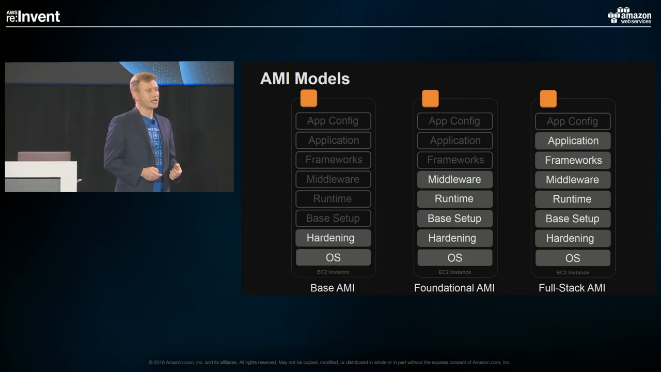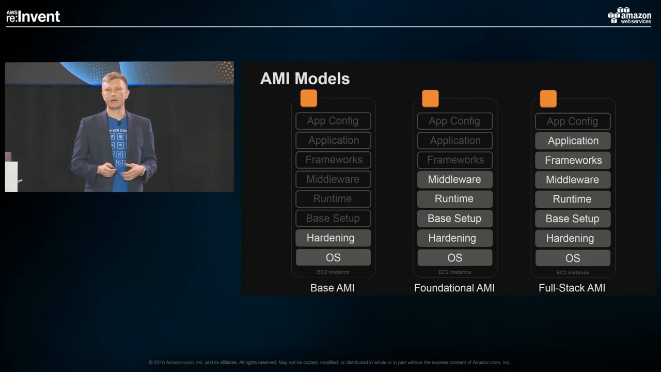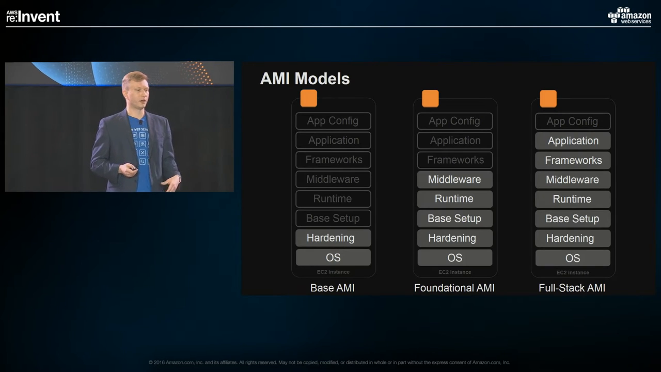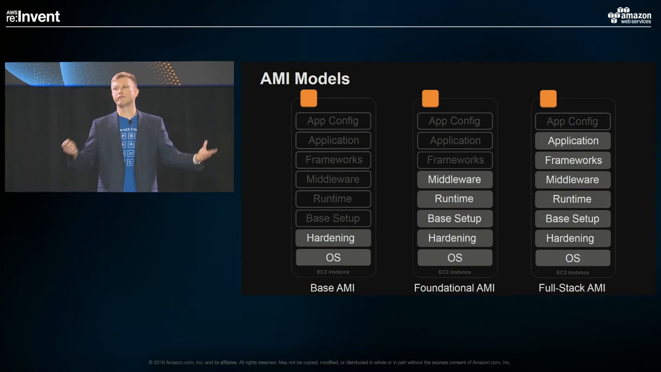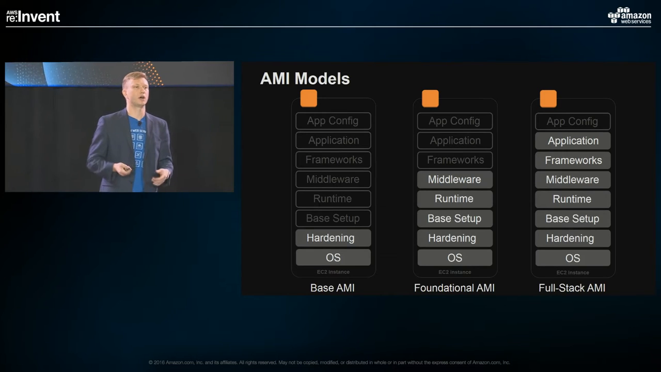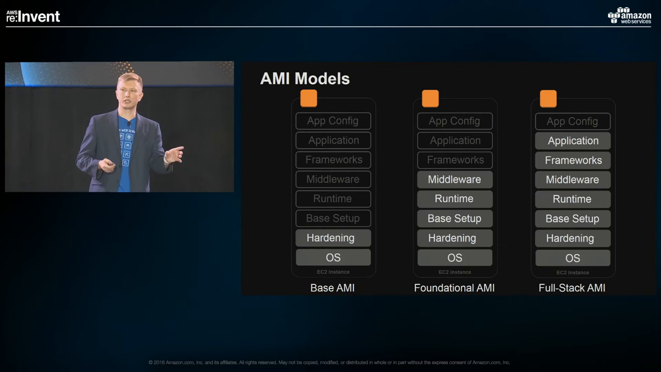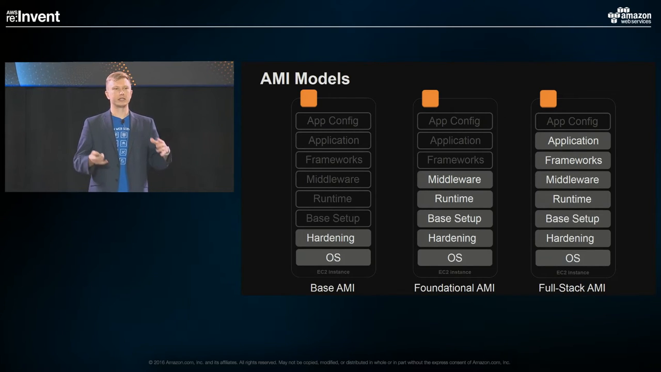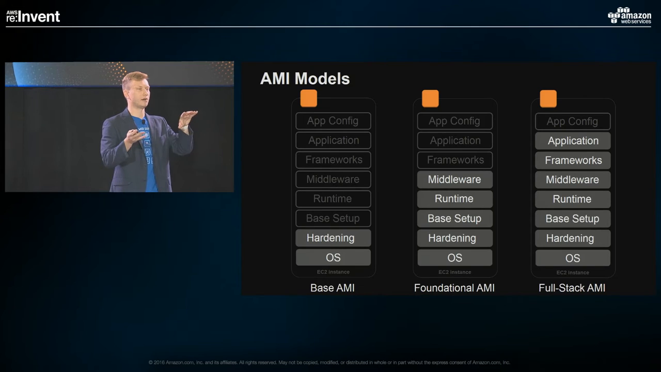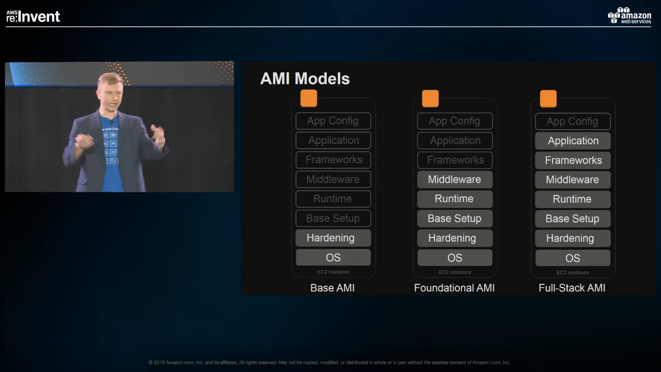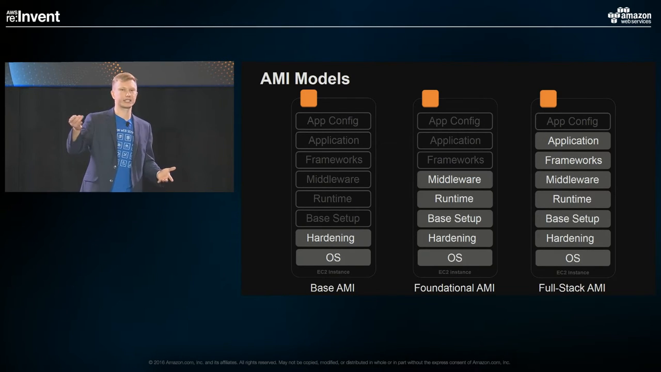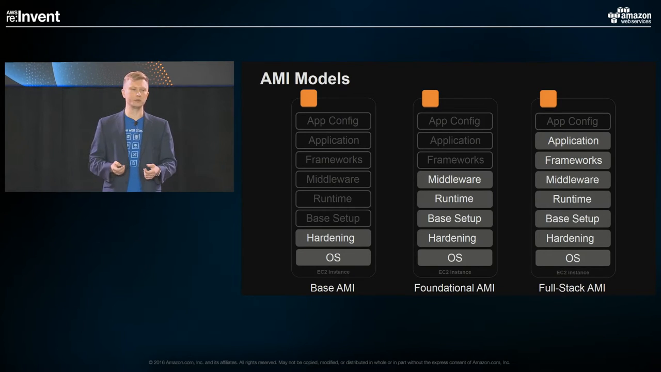Since we talked about AMIs, let's quickly touch on what kind of AMI models exist, so that we set the stage. At the very bottom, we have the base AMI, which doesn't have much. It's just a bare operating system. Then we have the foundational AMI, where we preload packages that we need, something that is used in our infrastructure across the board. And the final one is the full-stack AMI, where we have everything except for the configuration that gets injected at boot time.